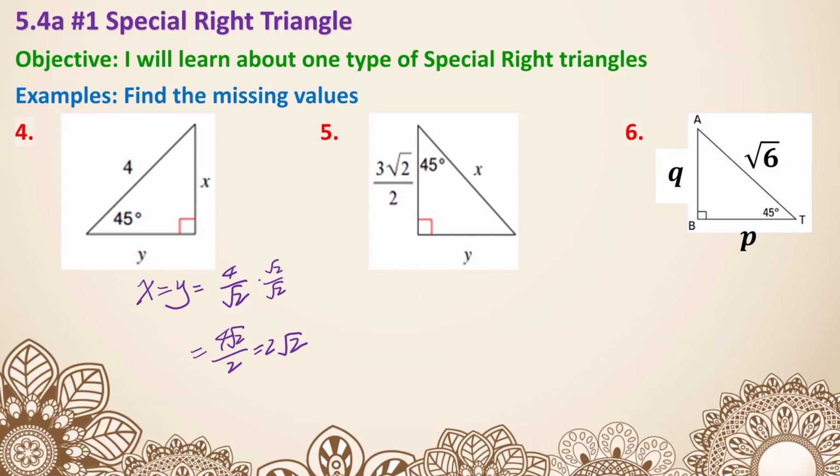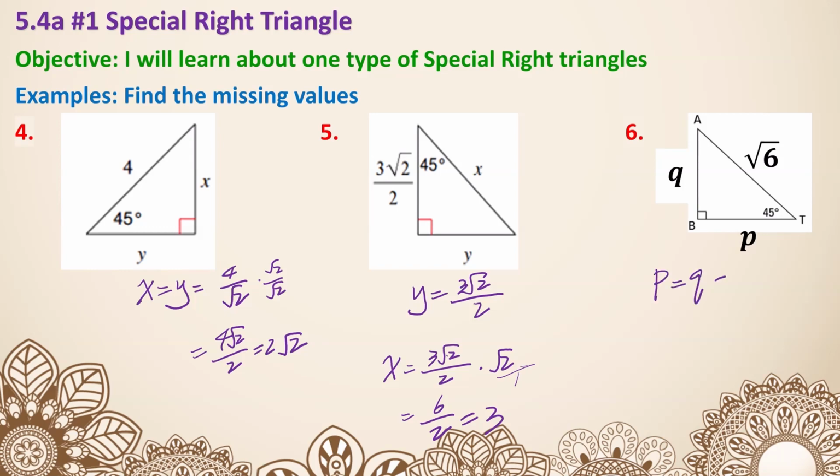Next, you're given a leg, so of course y is going to be the same. Y is also going to be 3 square root of 2 over 2. As for the x, that's going to be 3 square root of 2 over 2 times square root of 2, or in other words, times square root of 2 over 1. So on the top, square root of 2 times square root of 2 is 2, times 3 is 6, over 2. That's a 3.